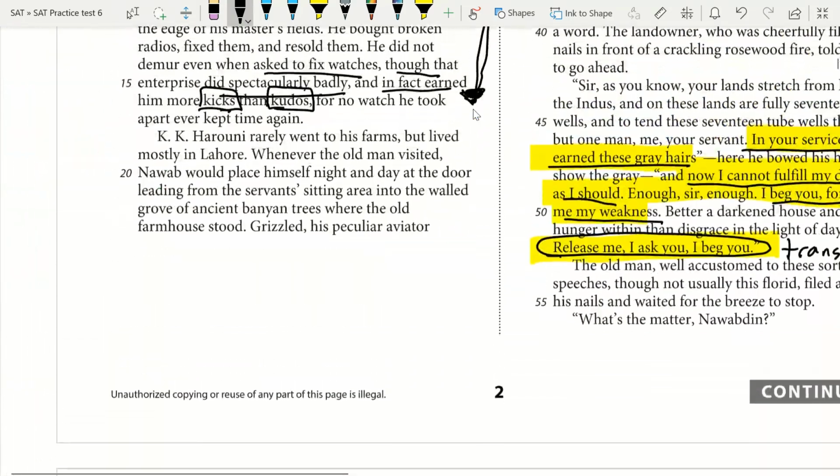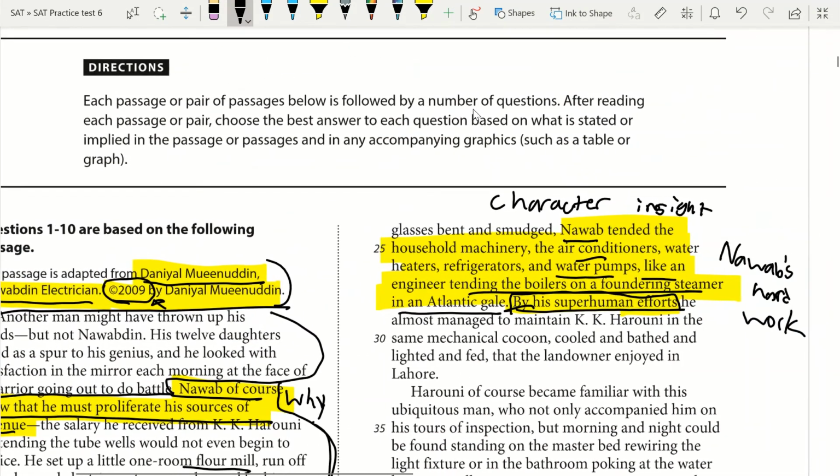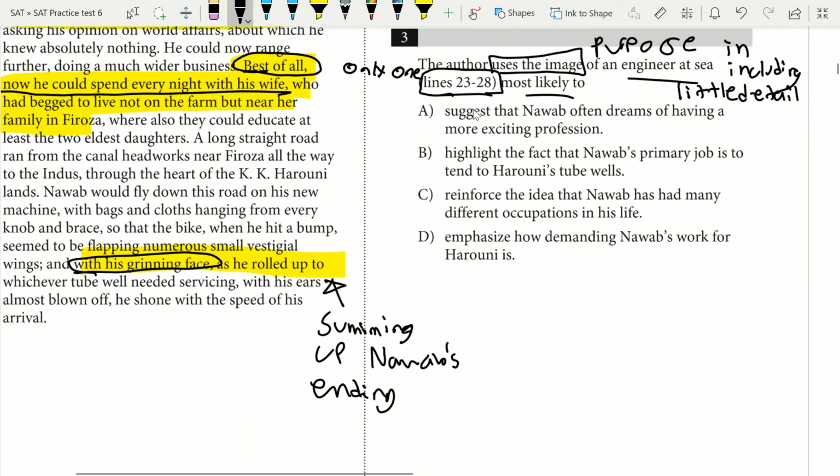So 23 is going to be that last sentence down here. So we have grizzled, his peculiar aviator glasses bent and smudged, Nawab tended the household machinery, the air conditioners, water heaters, refrigerators, and water pumps like an engineer tending the boilers on a foundering steamer in an Atlantic gale. Okay, that's really showing us that if we were to think about an engineer tending the boilers of a steamer in an Atlantic gale, that boilers, okay, that's in a boiler room, and those boiler rooms are really, really hot. And an engineer tending to those, that's going to be really, really tough work because it's going to be like 100 degrees or higher in that boiler room. And that's really, really tough, just like Nawab tending all this machinery is very, very tough work. Okay, so that's really showing us the difficulty of that work.